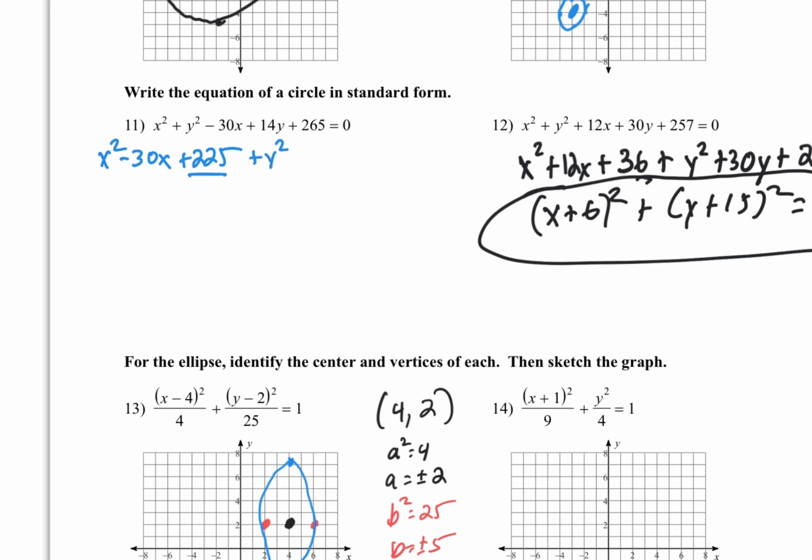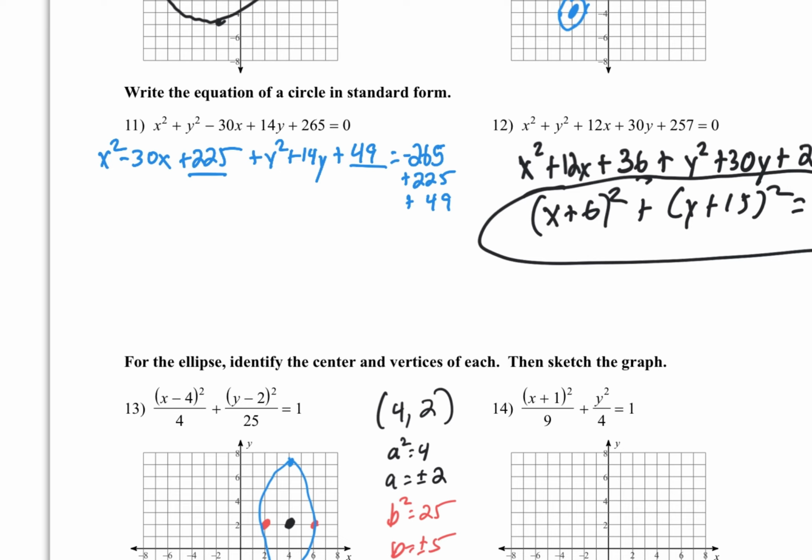So plus y squared plus 14y. Half of 14, 7 squared, 49. And then we're going to move the 265 to the other side, make it negative. And then what do I have to add? Okay, so because of lack of room, I have to add 225 and 49 to that side.